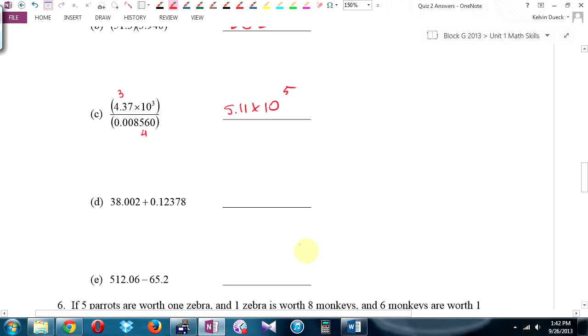Do we have to write it like that? No, you could write 1, 2, 3, 4, 5. Is that what it is? 511,000? Yeah. Yep. Mine's shorter and easier.